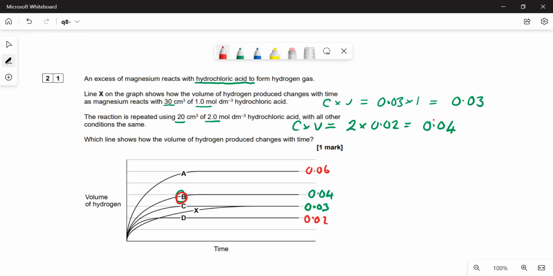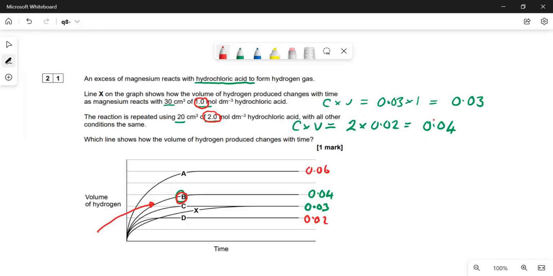And it would be a bit faster. Can you see that the line is a bit steeper with B here than it is with X? And that's because the acid is more concentrated, so the rate of reaction is faster. That's 2 moles per decimeter cubed. It's only 1 mole per decimeter cubed with X. So the rate of reaction is faster, as well as where it levels out.